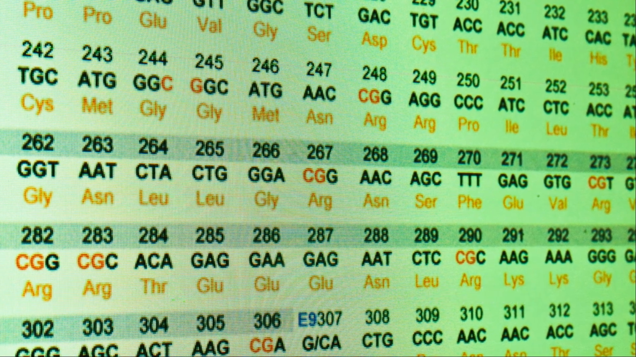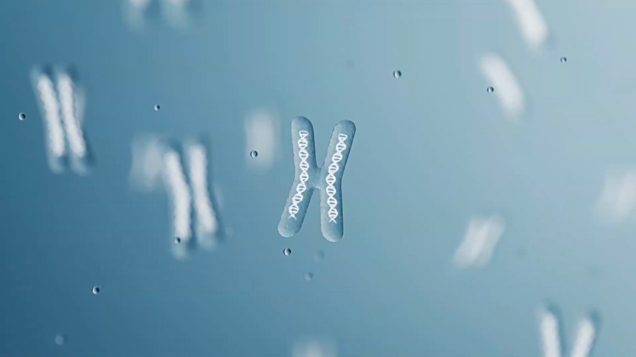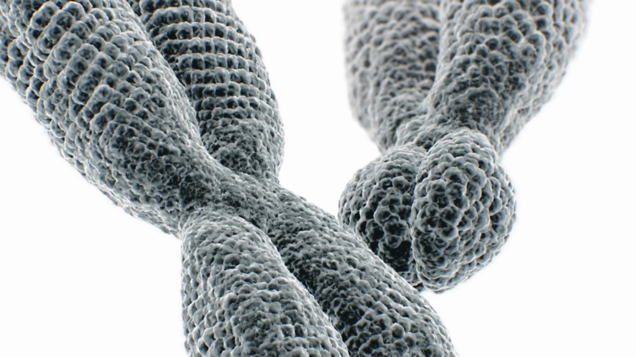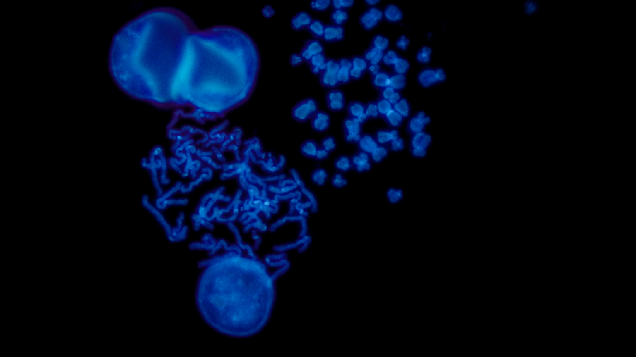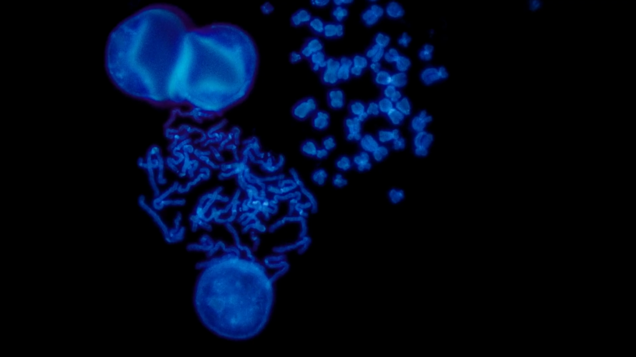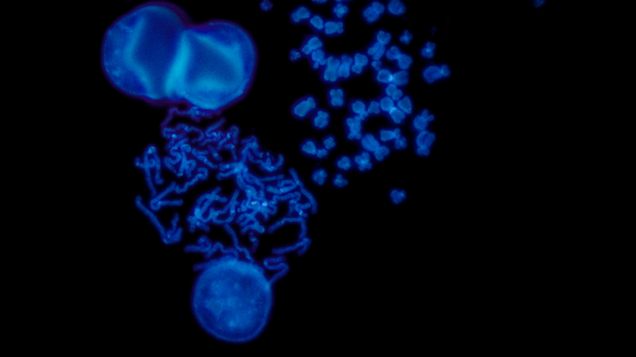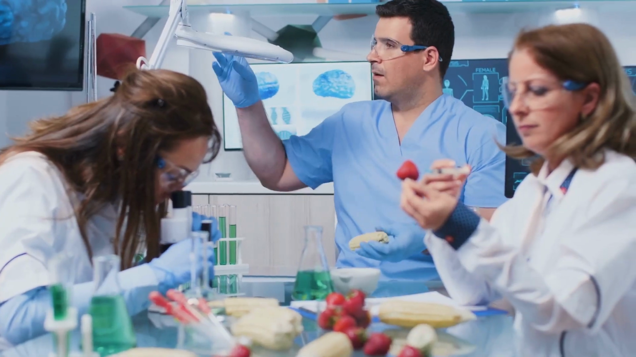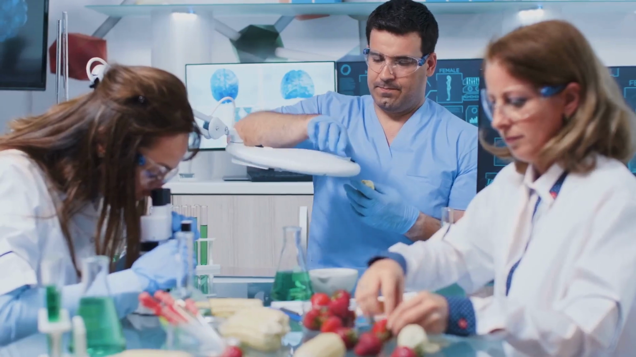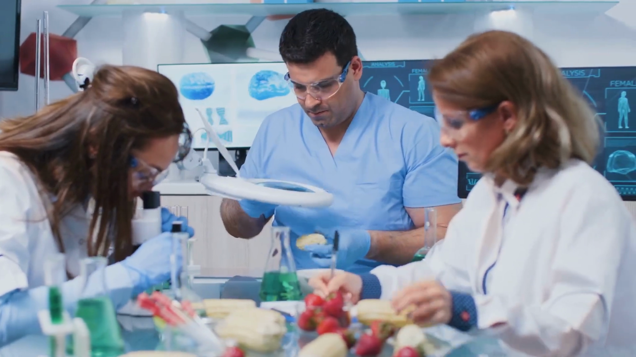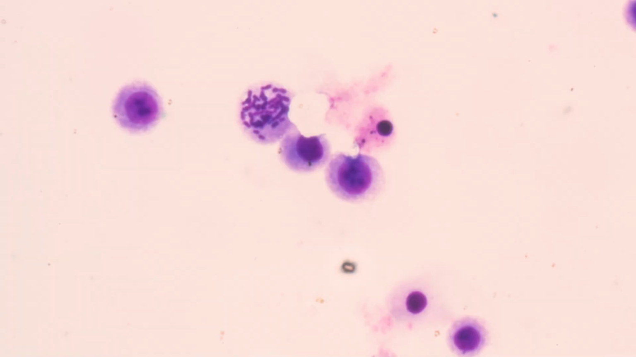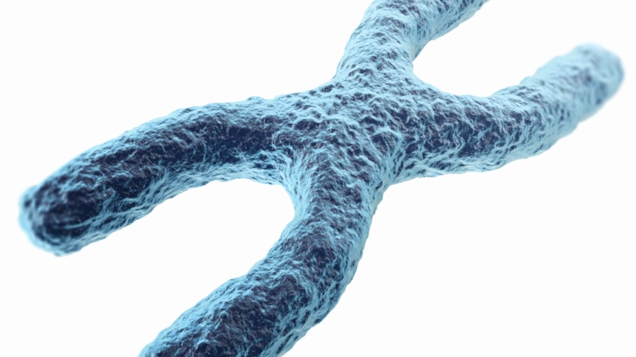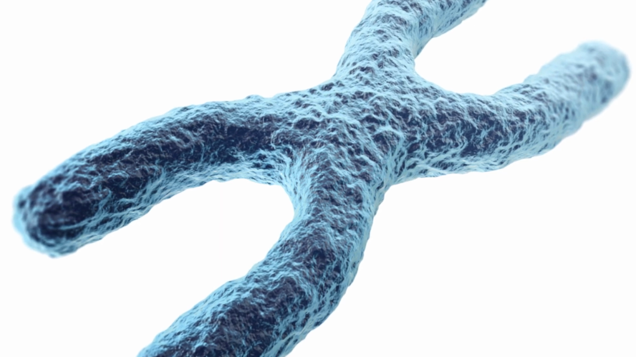Distinguishing features. Autosomes versus sex chromosomes. Autosomes and sex chromosomes, while both essential components of our genetic makeup, exhibit distinct characteristics that set them apart. Understanding these differences is crucial for comprehending their roles in inheritance and development. Autosomes exist in homologous pairs, meaning that both chromosomes in a pair have the same size, shape, and carry the same genes at the same loci.